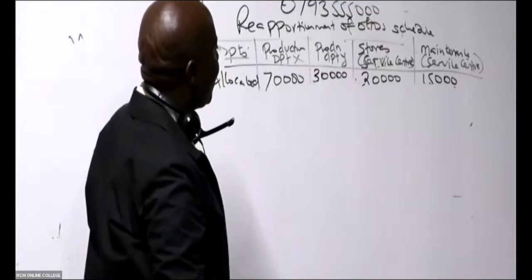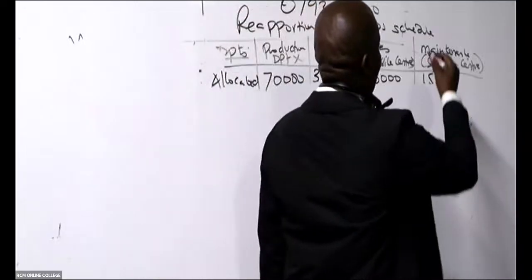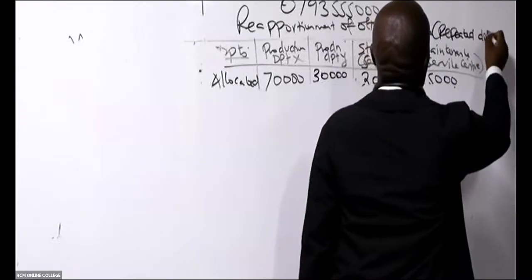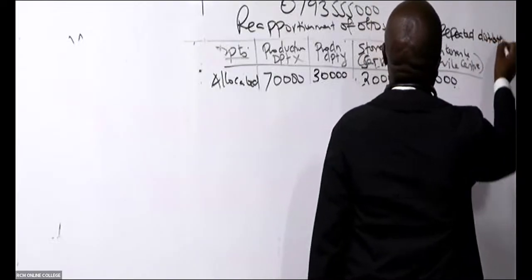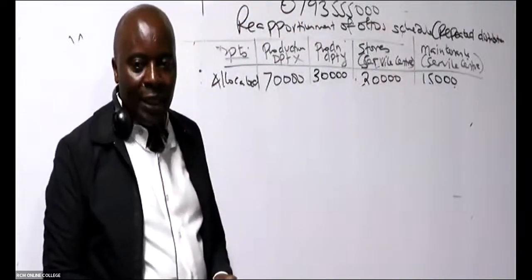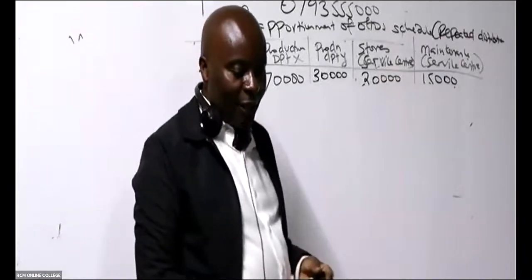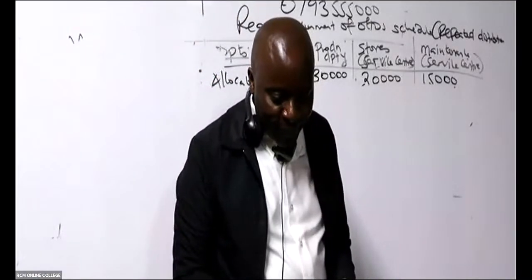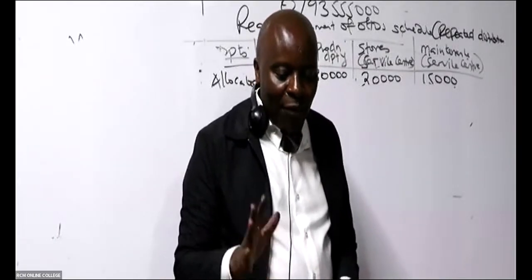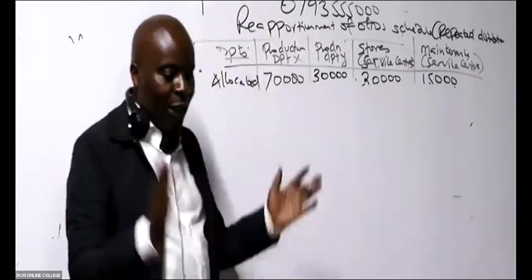So in this case here, reapportionment of overhead schedule, and we're using the repeated distribution method. Copy the whole table the way I've done it, the ninja way. Thank you so much, George. Is there any standard format for this? No. You choose it as you wish. There's no standard format.